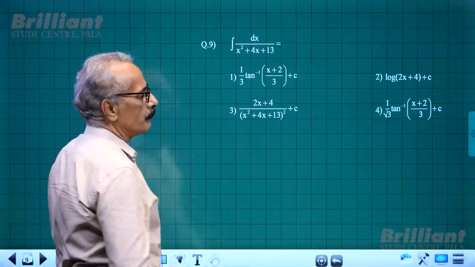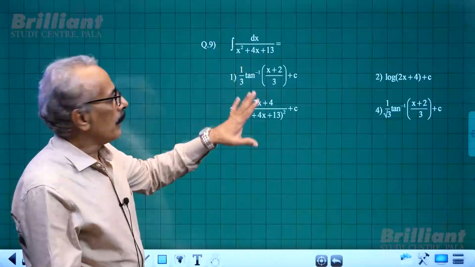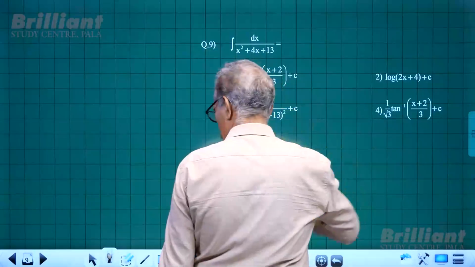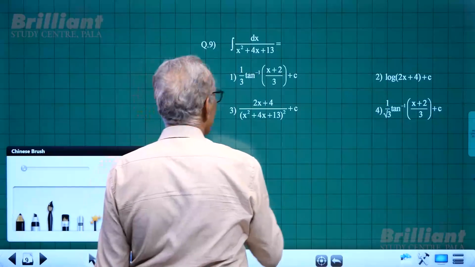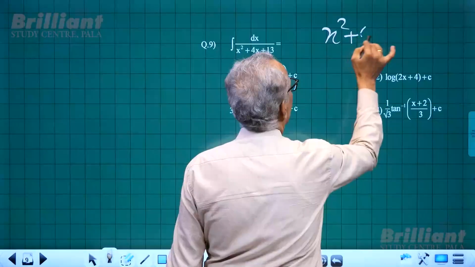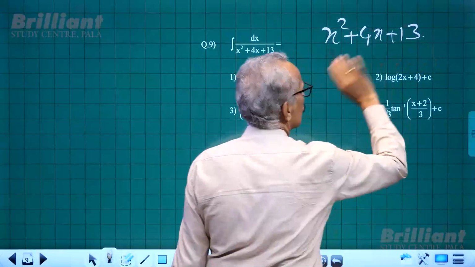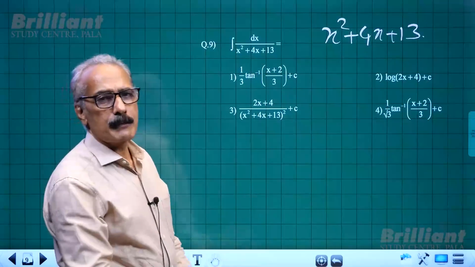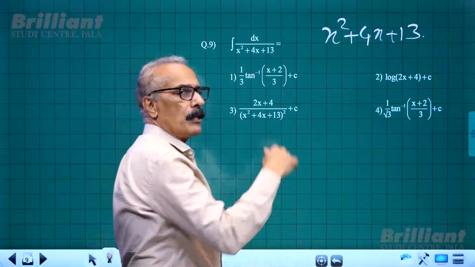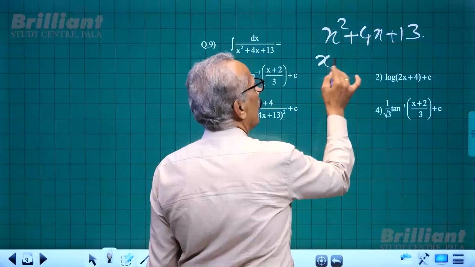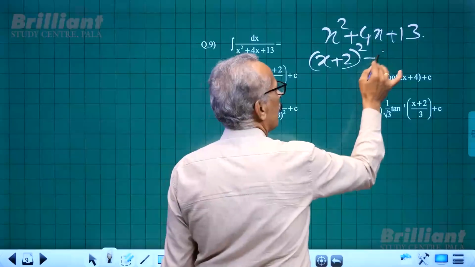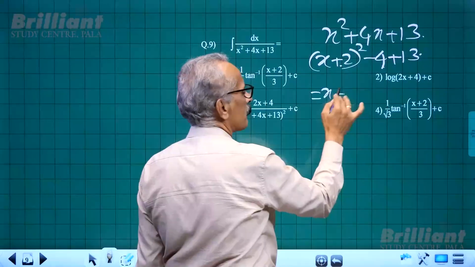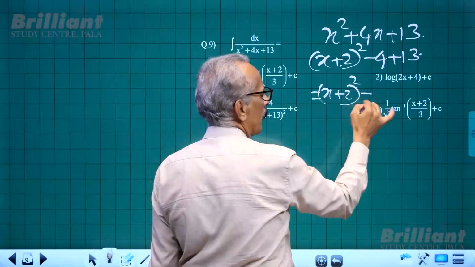Question number 9. 1 divided by a second degree expression. So complete the square. That's the method here. Your x square plus 4x plus 13 is to be expressed as a perfect square in x plus a constant. Completing the square: x plus 2 the whole square minus 2 into 2, that is 4, plus 13. So that will be x plus 2 the whole square plus 9.